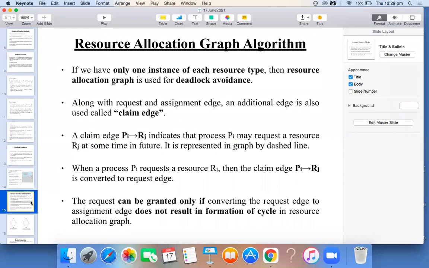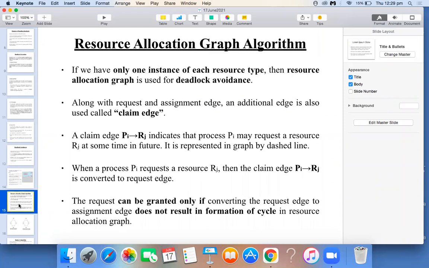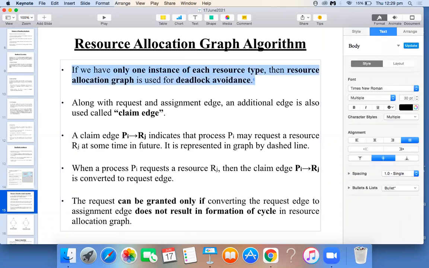Okay. So under deadlock avoidance, we have 2 algorithms. One is the resource allocation graph algorithm. The second one is your banker's algorithm. Okay, let us understand one by one. Why do we need 2 algorithms? Let us understand that first. The resource allocation graph algorithm is used why? They have given it to you in the first point. Why are we using the resource allocation graph? When we have a single instance of resources.